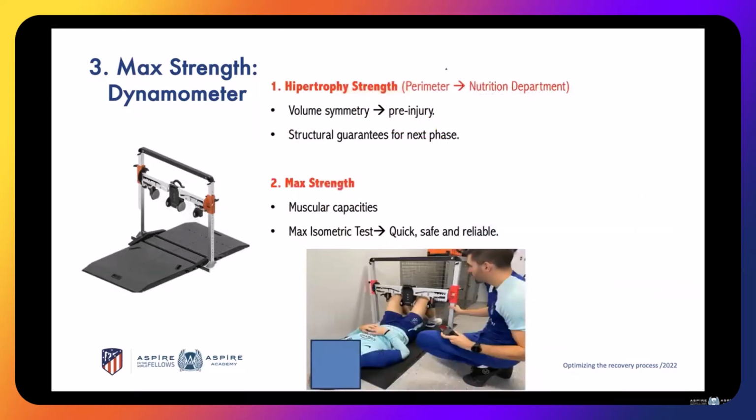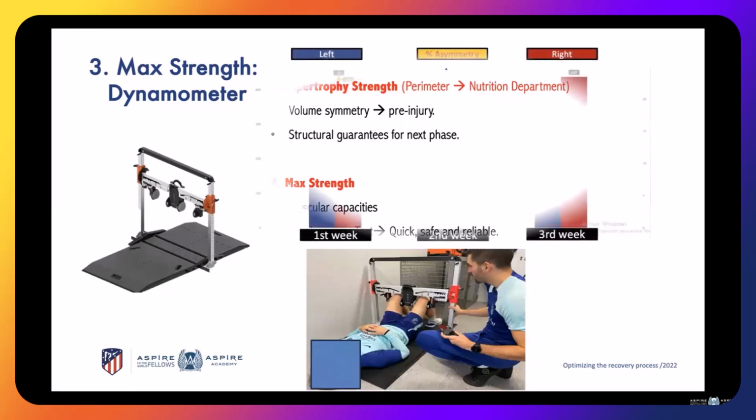Well, in terms of strength, we assess hypertrophy through volume symmetry, and we try to get to the pre-injury level and compare to the other limb, and this is usually done by the nutrition department. And in terms of maximal strength, we usually use isometric tests, because they are quick, safe, and reliable. So we can use them all along the whole injury rehab process.